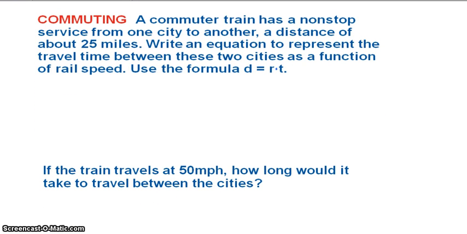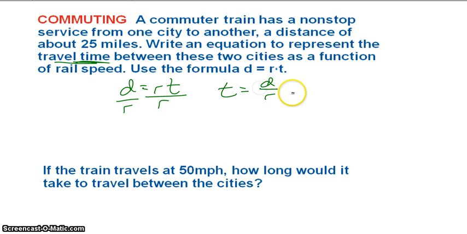And there are some word problems. They are going to be fairly simple. So for example, if I had a commuter train and the cities were 25 miles apart, just write an equation that represents the time traveled between the two cities as a function of rail speed. So if I'm using my distance equals rate times time formula, and I'm solving for time, since I want to represent time, I would divide both sides by r. And then since I'm told that my distance is 25 miles, I'd plug in 25. And that would actually be my answer.